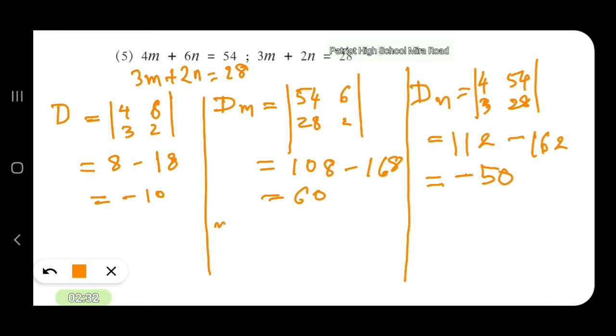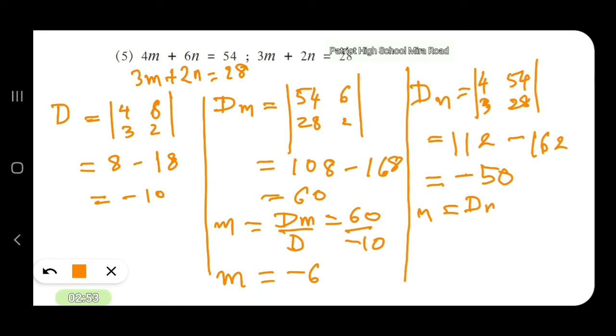Therefore m is equal to dm upon d, which is 60 upon minus 10. So m is equal to minus 6. N is equal to dn upon d. It is minus 50 upon minus 10. So the value of n is equal to 5.